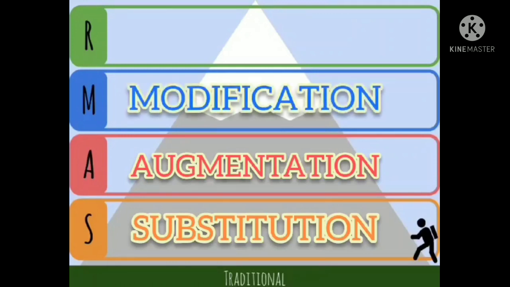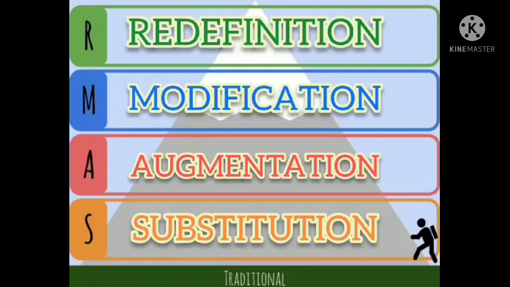Next is modification. This is the level where technology is being used more effectively, not to do the same task using different tools but to redesign new parts of the task and transform students' learning. An example of this is using the commenting service in Google Documents, for instance, to collaborate and share feedback on a given task. Last is the redefinition.